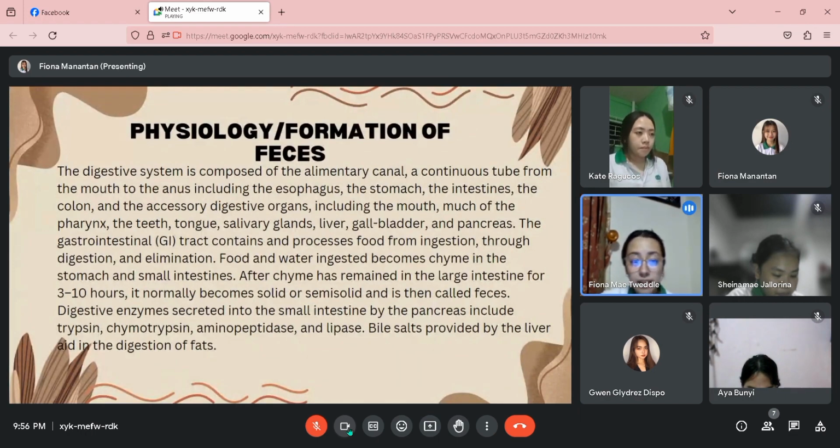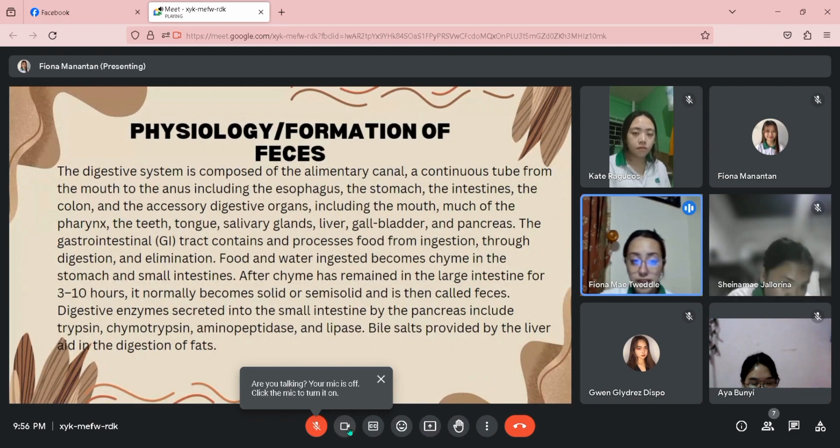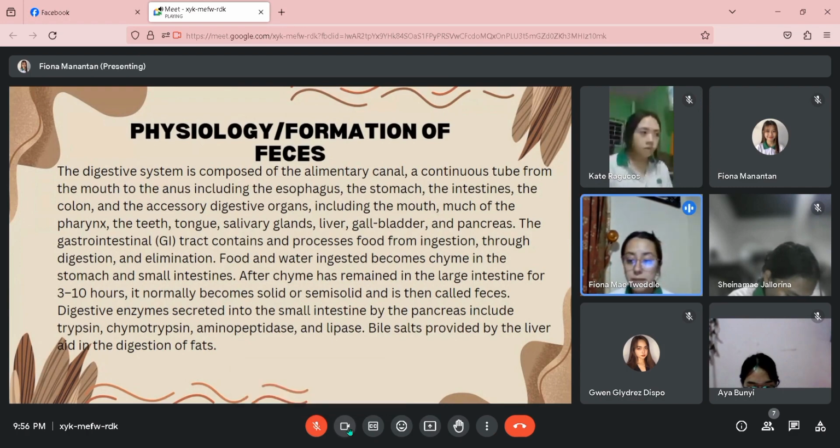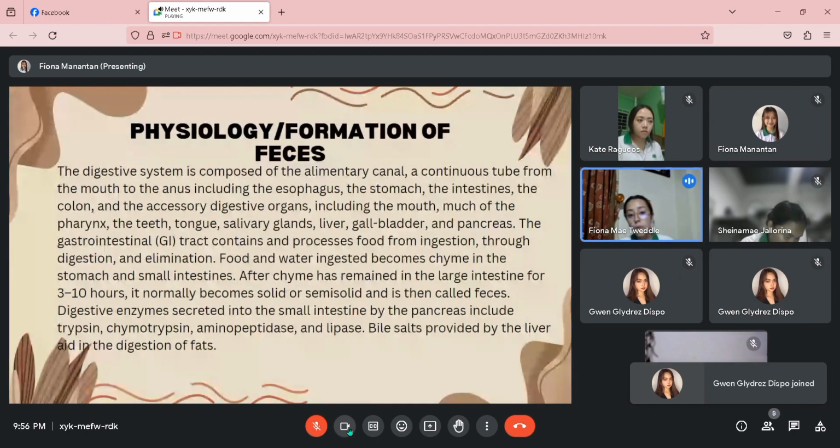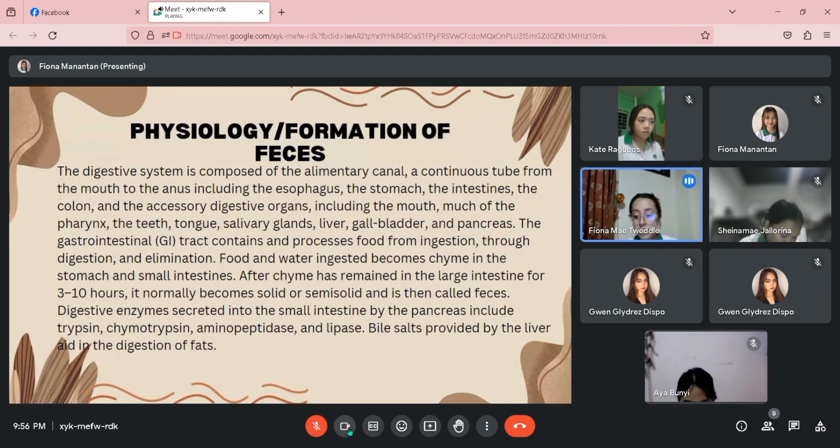Approximately 9,000 milliliters of ingested fluid, saliva, gastric, liver, pancreatic, and intestinal secretions enter the digestive tract every day. Under normal conditions, only between 500 to 1,500 ml of this fluid reaches the large intestine, and only about 150 ml is excreted in the feces. As you can see, the majority of the water that we intake is reabsorbed back to the body, and only little is excreted in the feces.